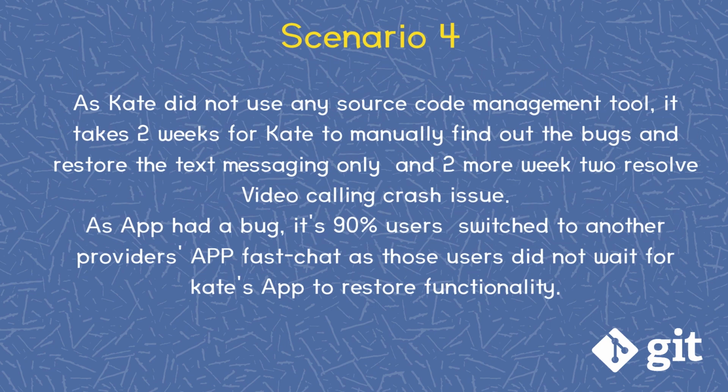Scenario 4. As Kate did not use any source code management tool, it takes 2 weeks for Kate to manually find out the bugs and restore the text messaging only, and 2 more weeks to resolve the video calling crash issue. As the app had a bug, 90% of its users switched to another provider's app, Fast Chat, as those users did not wait for Kate's app.